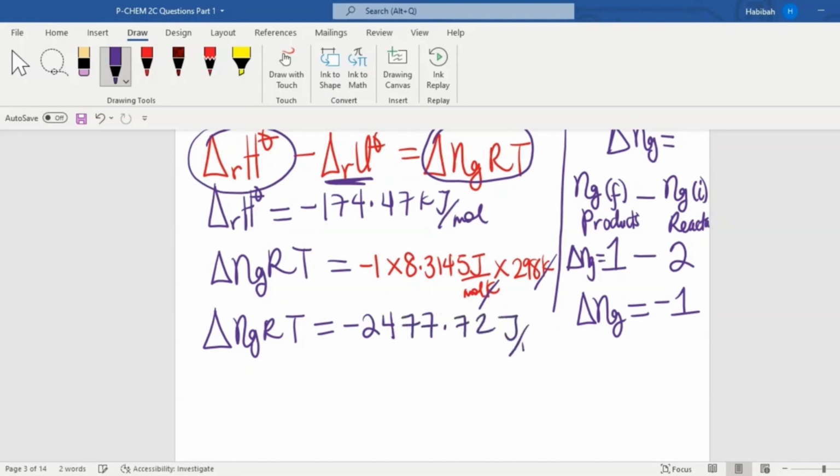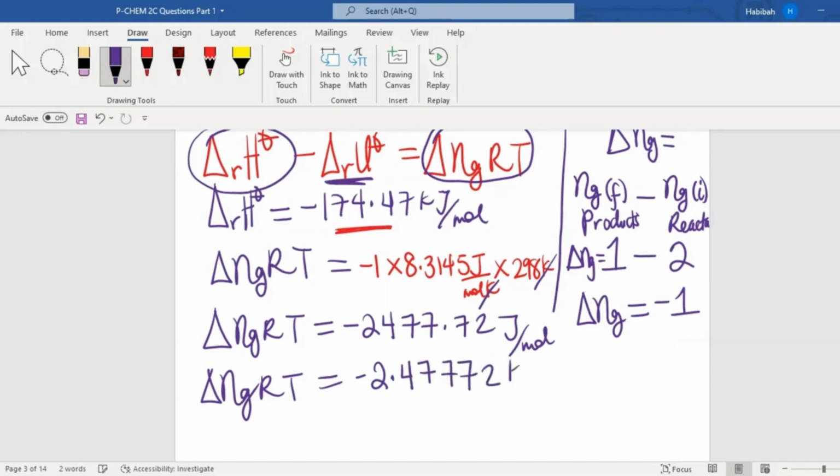-2477.72 joules per mole. Or we can just write it in kilojoules per mole, since, of course, the change in enthalpy of reaction is in kilojoules per mole, and we're going to be using it soon. So it's best for you to keep the information in kilojoules per mole. So that's going to be -2.4772 kilojoule per mole.